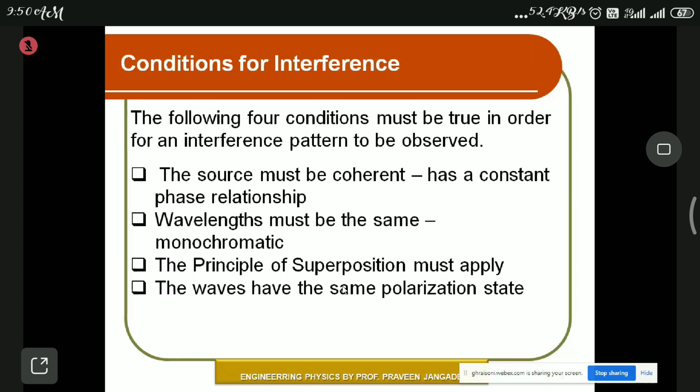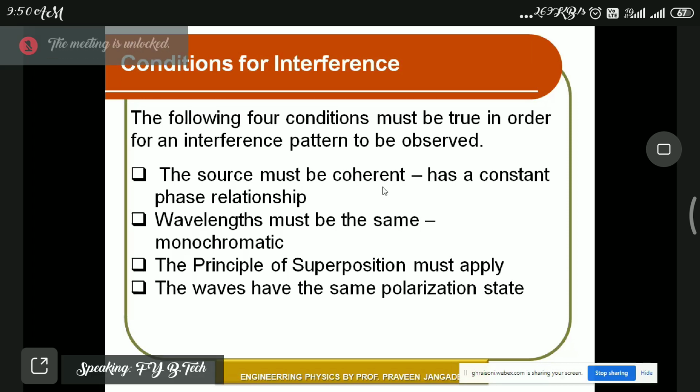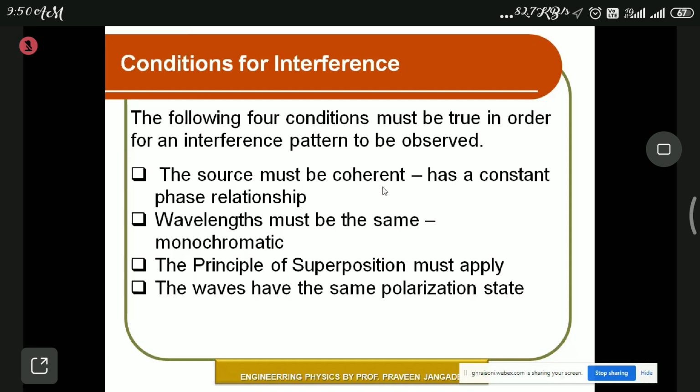So, the following four conditions must be true in order for the interference pattern to be observed. How can you get the interference pattern? First, the source must be coherent. So how can you get coherent sources? The minimum requirement is that we should have at least two light waves. So how can you get these two light waves?